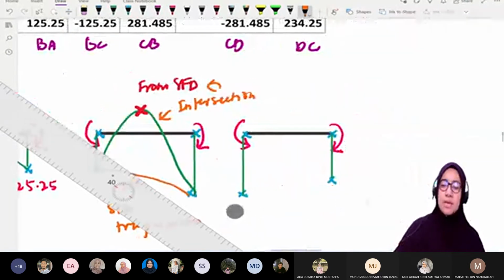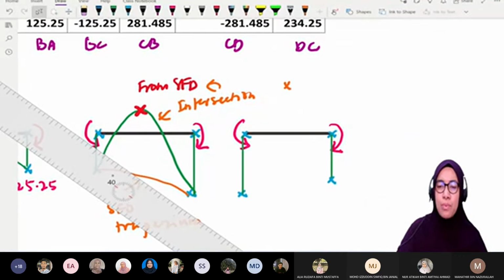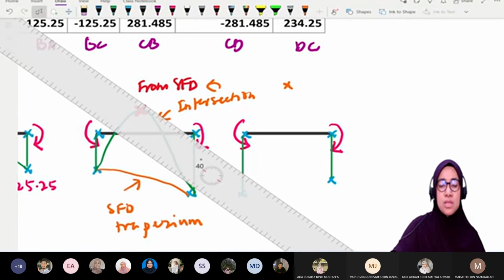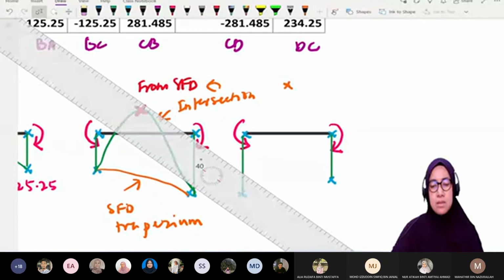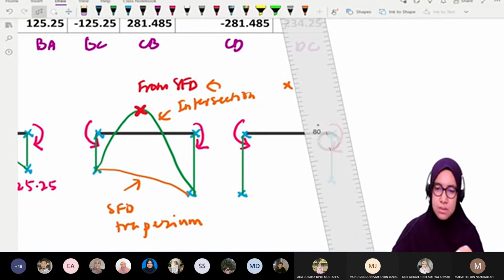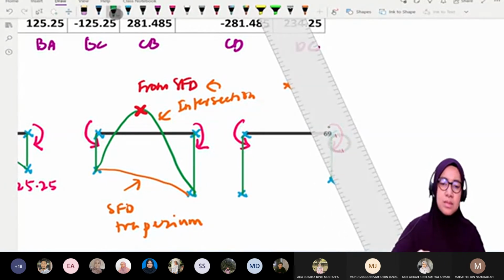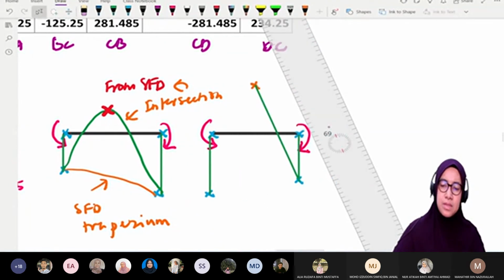Okay, so yang ni point load kan. Point load means ada point load dekat sini. Okay, point load dekat sini sama juga nilai maximum moment dekat sini pun we get from shear force diagram. Tapi yang ni dia bukan curve lah. Dia bukan curve. Okay, yang ni dia straight line. Okay, straight line. So value tu depending on shear force diagram.